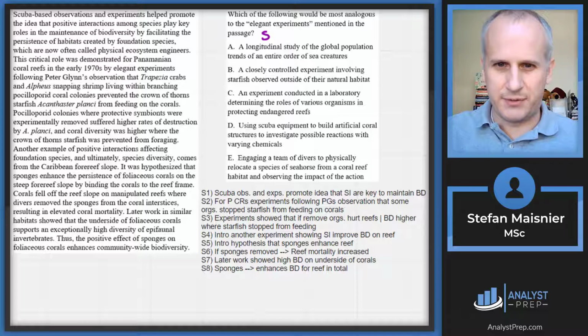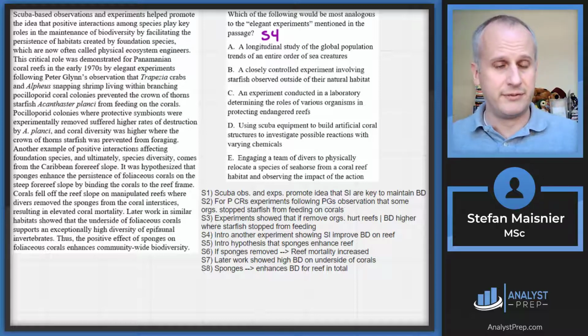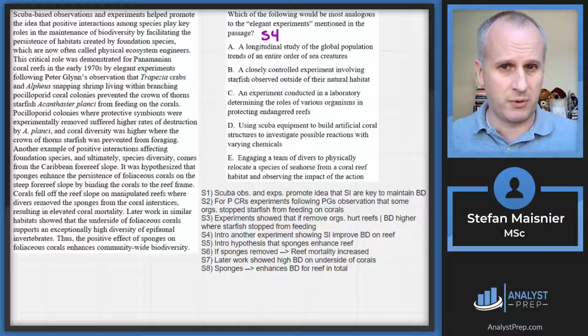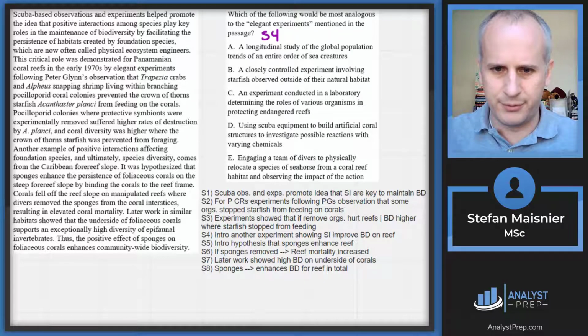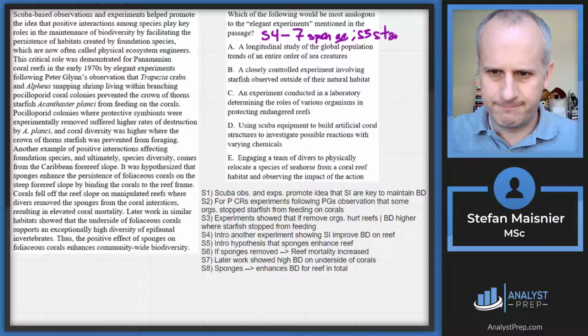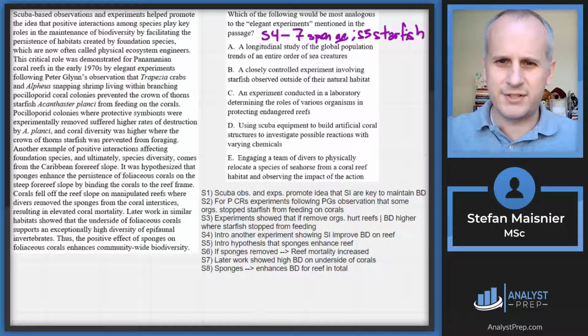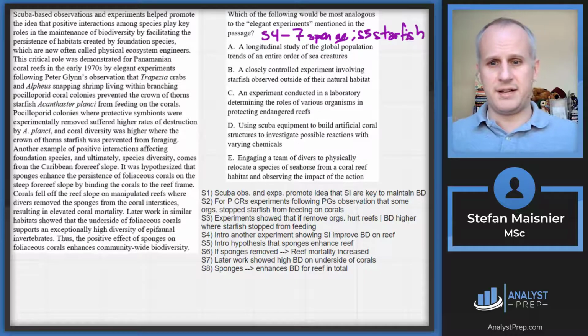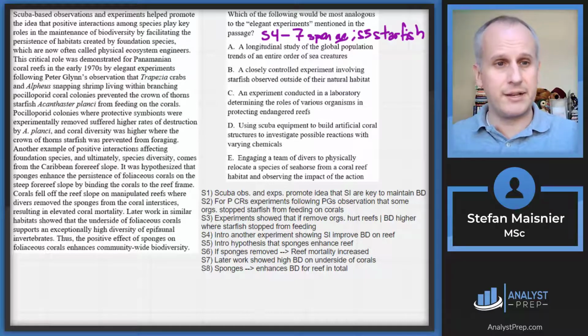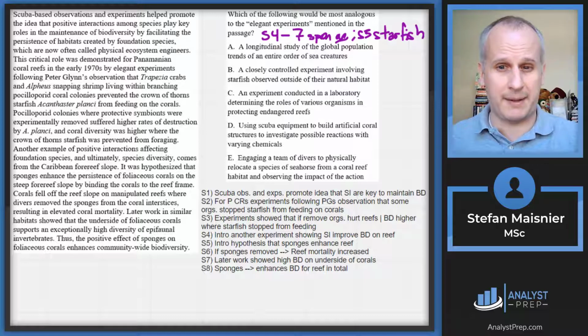We've got the experiment. So we've got sentence 4 is an elegant experiment where they basically removed the sponges and saw what happened. And then we had them remove the starfish and see what happened. So S4 through 7 is the sponges. And we know that S3 was the starfish. So we've just got to find something that would be matching this idea that they introduced something or removed something and saw what happened.